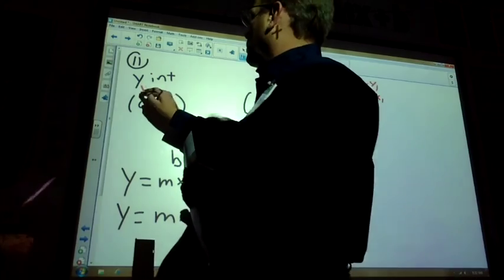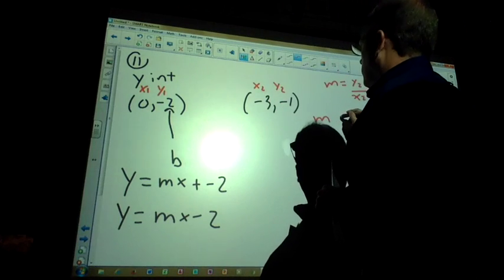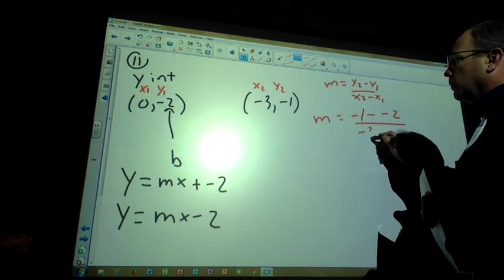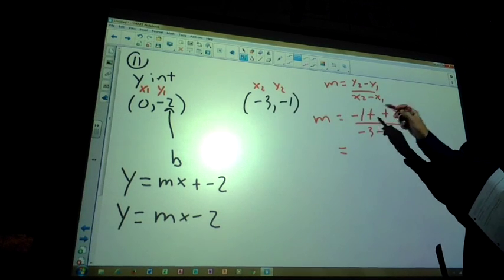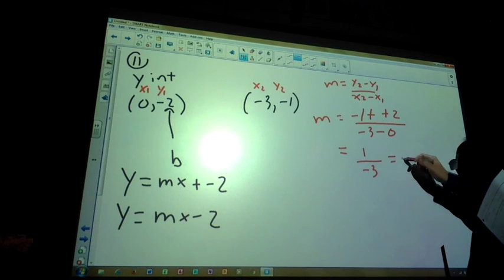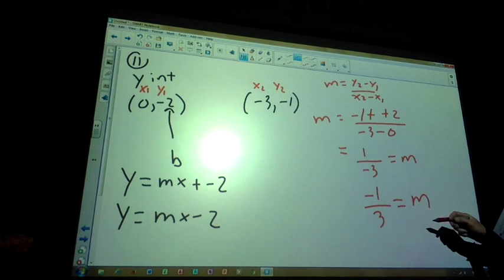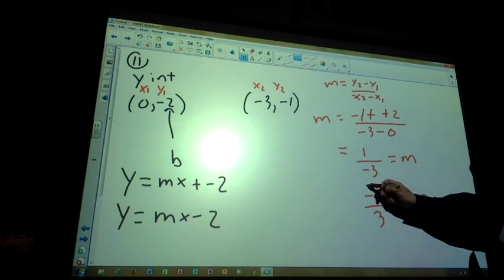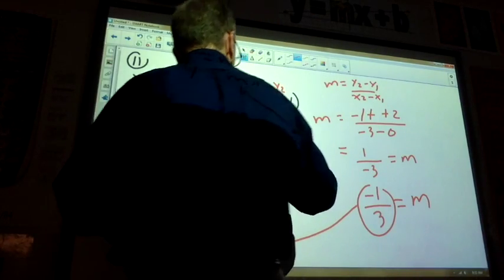So we can label this x1, y1, x2, y2. All right, doing the math, this becomes positive. So -1 plus 2 is 1 over -3. So that's our slope. Of course, I can move the negative to the top. Okay, this is the more preferred method. They're both correct. So then I can take this and plug it in right here. And here's my answer.